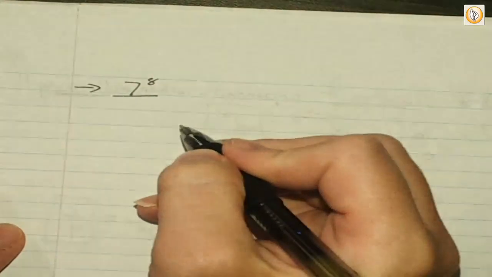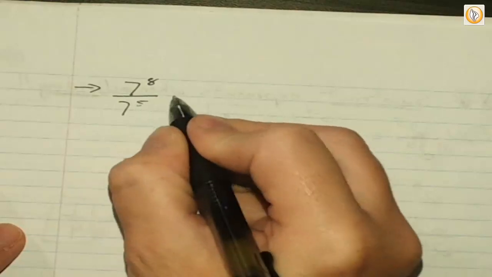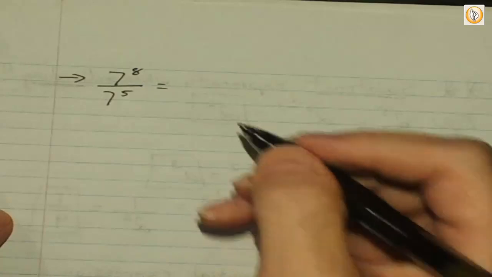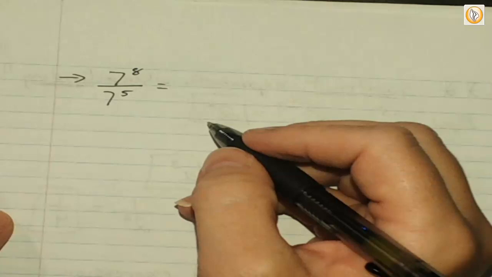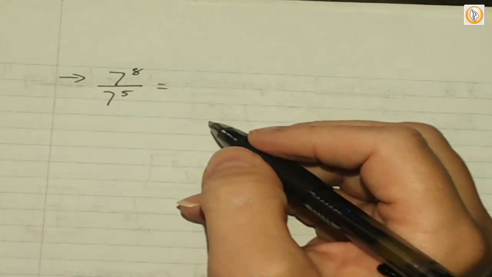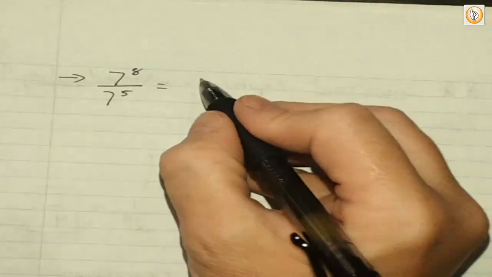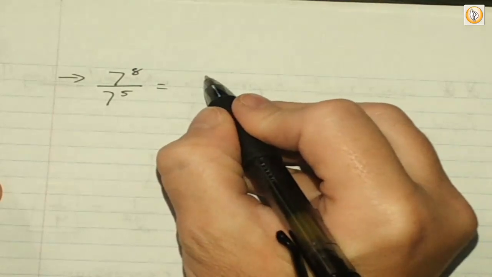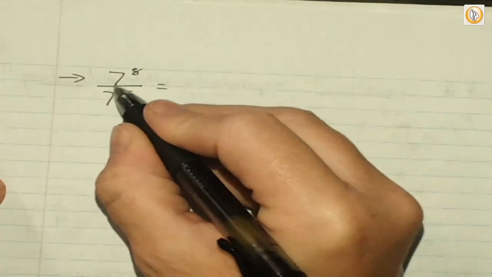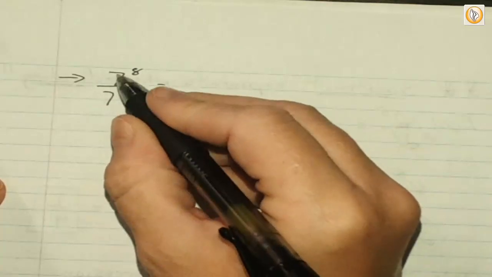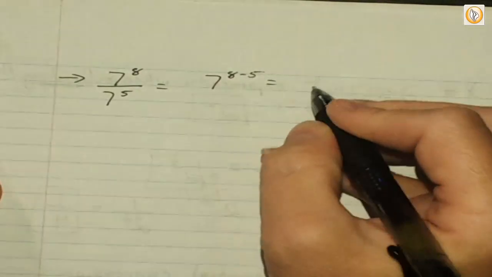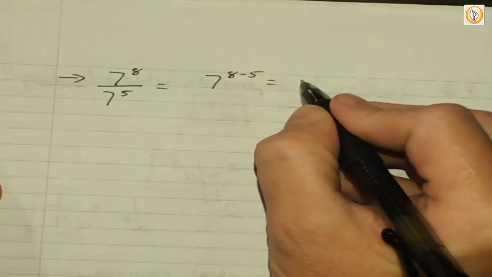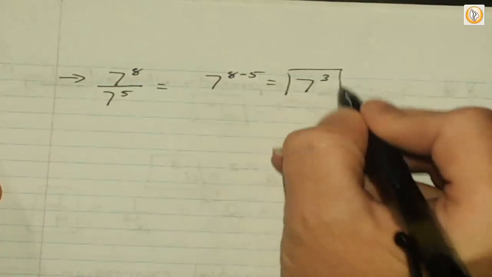7 to the 8th power divided by 7 to the 5th power. Joseph. Subtract 8 and 5. Why? Because when you're dividing, you subtract the exponents, when the bases are the same. So it's 8 minus 5, and what do you get? 7 to the 3rd power. Very good.